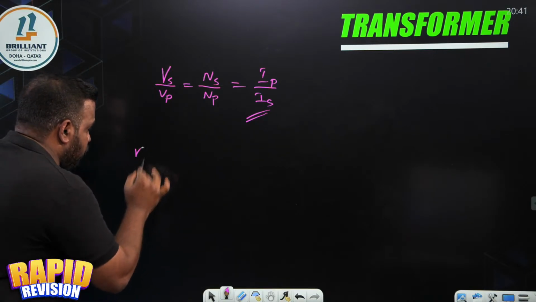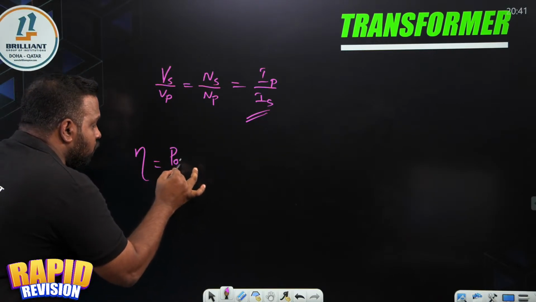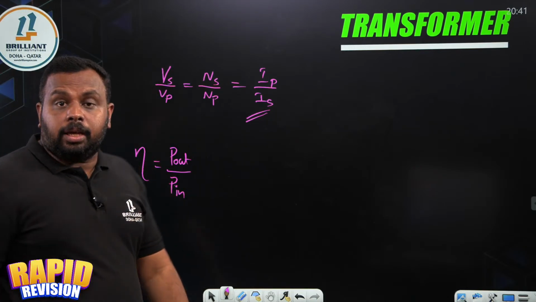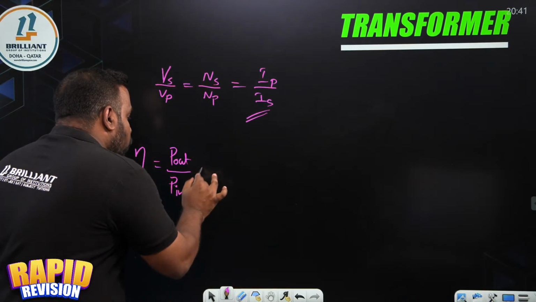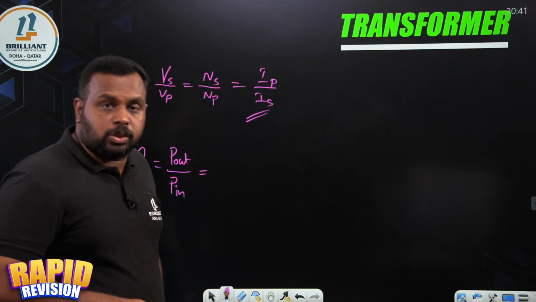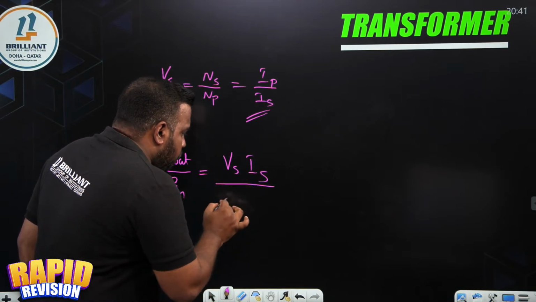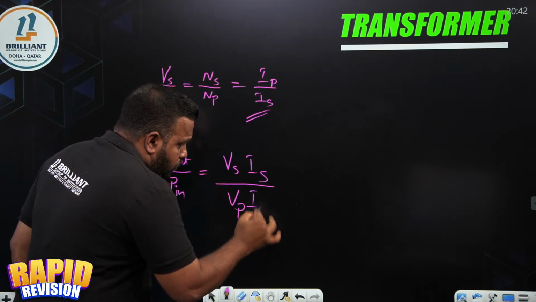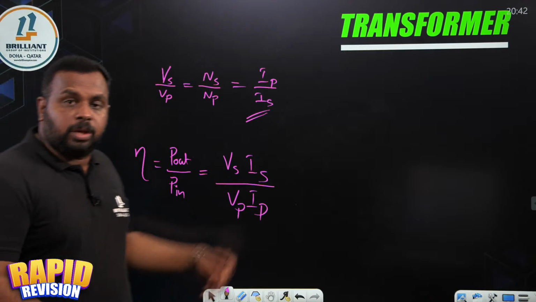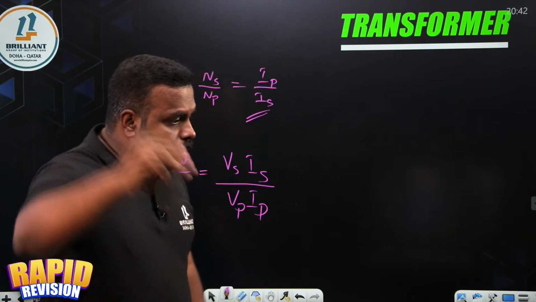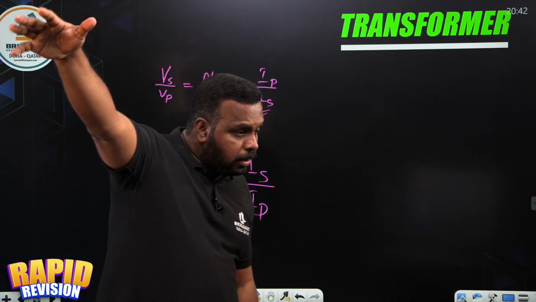What is efficiency? Efficiency is output power by input power. What is the formula for power? V into I. So output power will be what? Vs into Is, and input power will be what? Vp into Ip. So based on this formula you can find the current relation, if the transformer is not ideal. Okay, yes, clear? I'm going to the next.